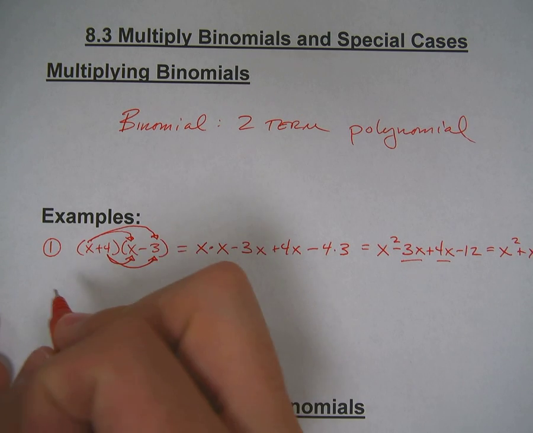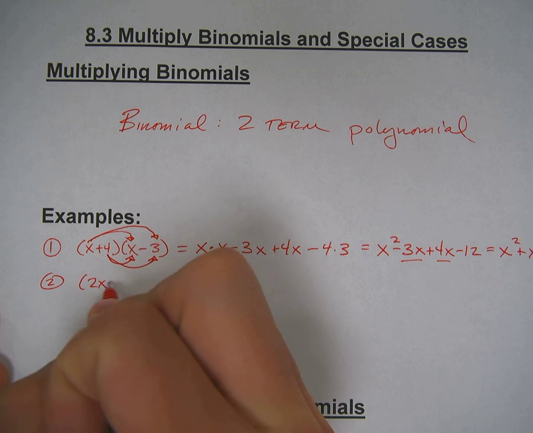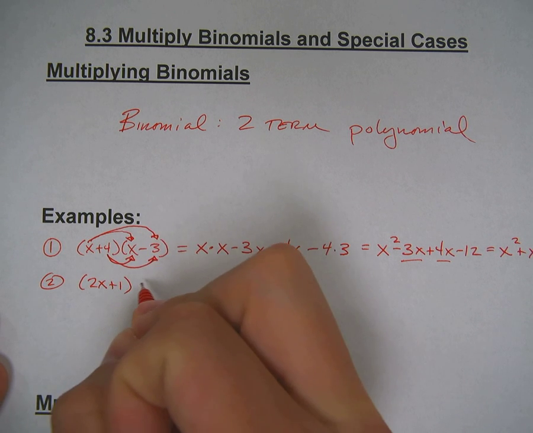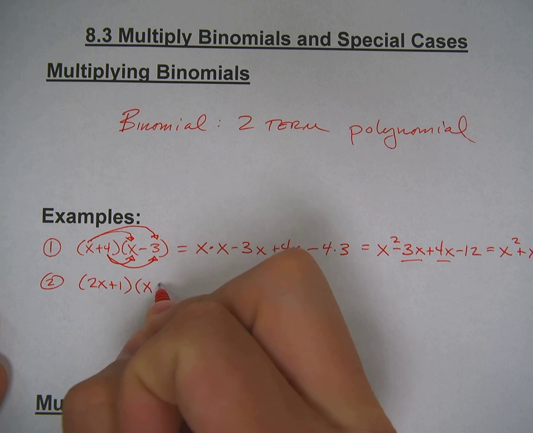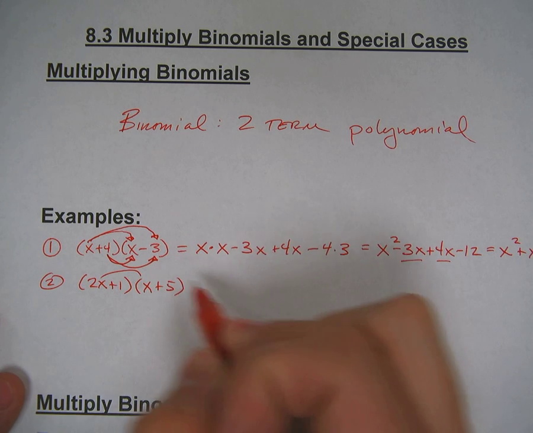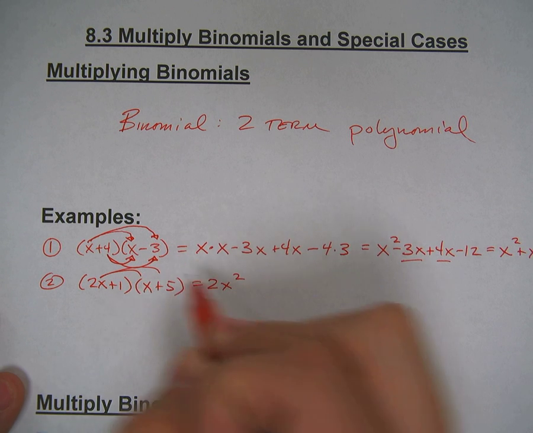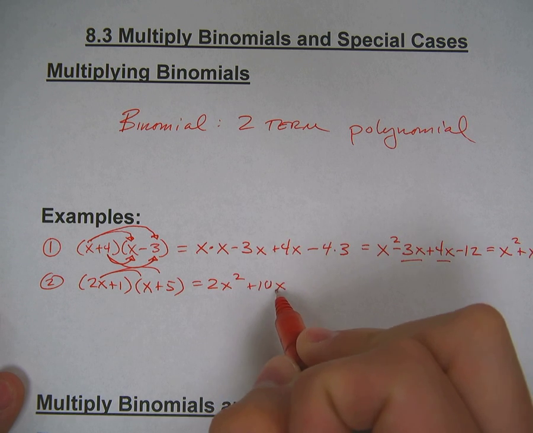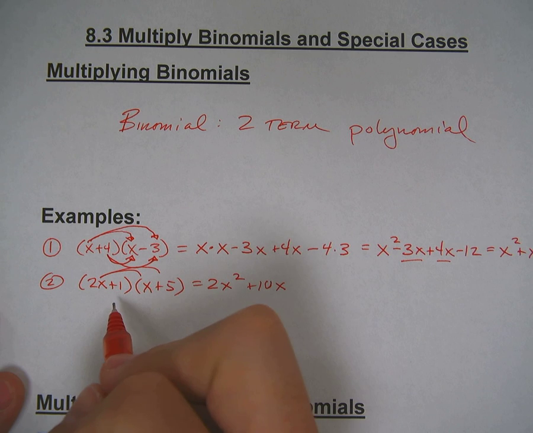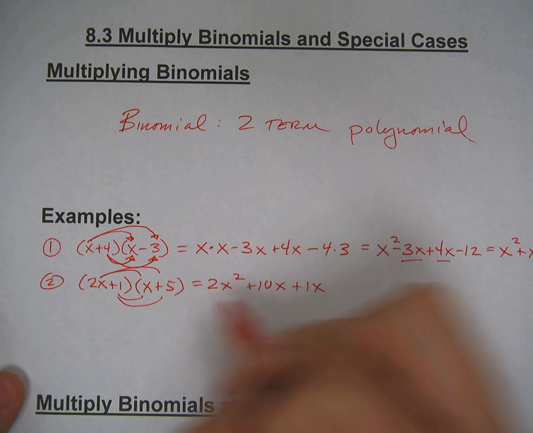So let's try another one. See if that sank in with you. Say we have one like this: quantity of 2x plus 1 times the quantity of x plus 5. So again, we're going to just distribute twice. So 2x times x is 2x squared. 2x times 5 is 10x. Then we'll distribute the 1. 1 times x is 1x, and 1 times 5 is 5.